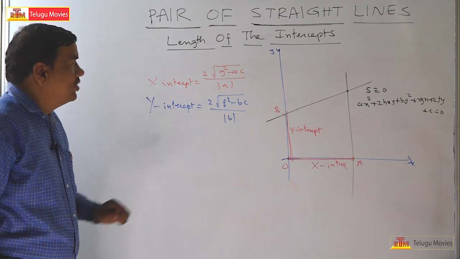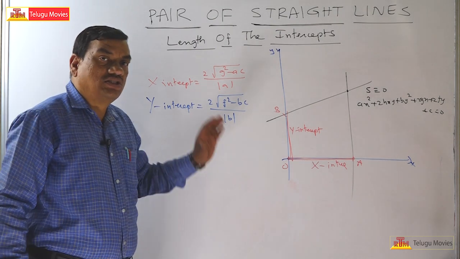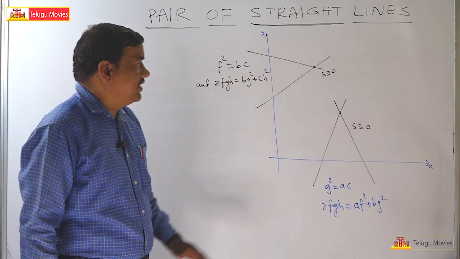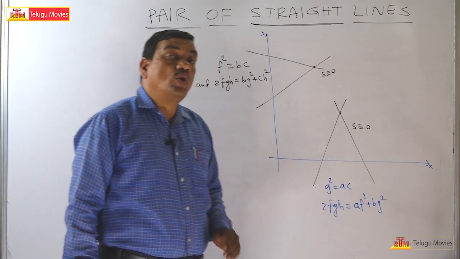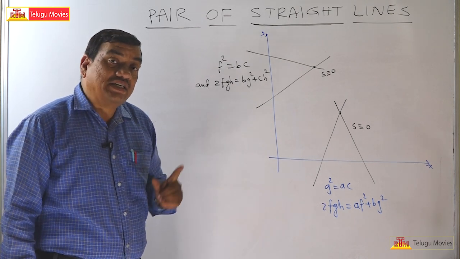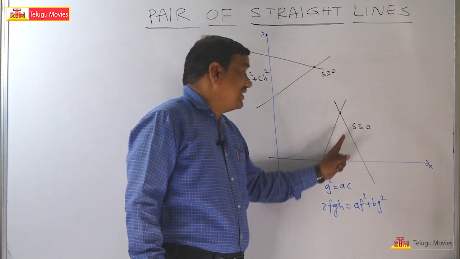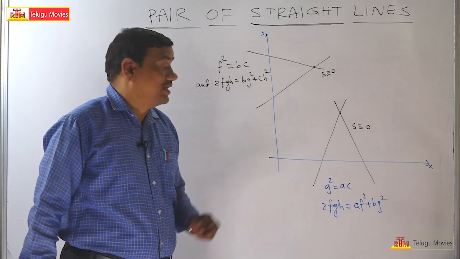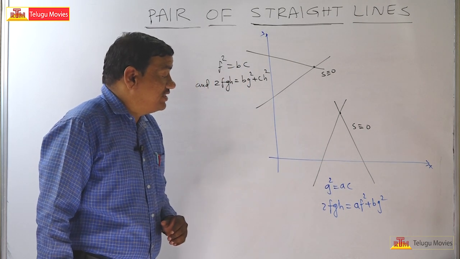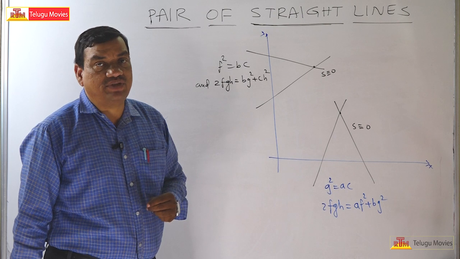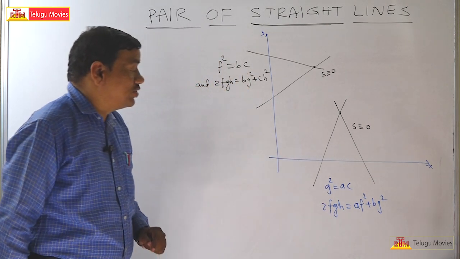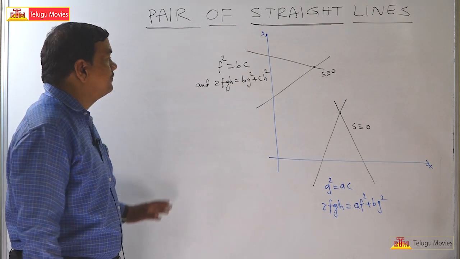I hope that you understand this formula. Let us go for the next concept. If S is equal to 0 represents a pair of lines, the condition that these lines intersect the x-axis is g square is equal to AC and 2FGH is equal to AF square plus BG square.